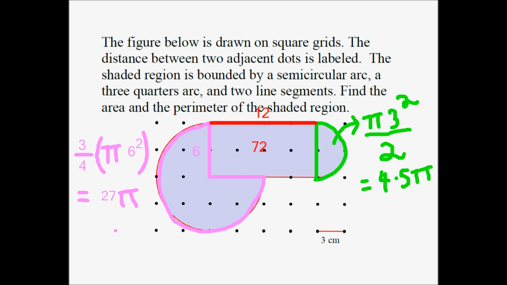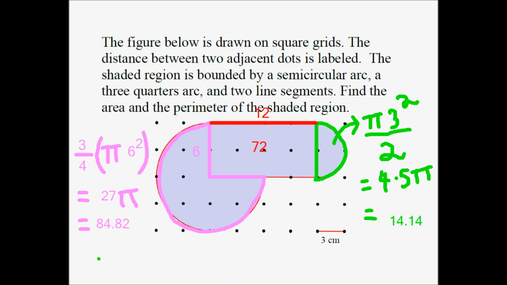Now 27 pi, I'm going to evaluate that, and it turns out to be 84.82. 72 is 72, and 4.5 pi turns out to be 14.14.